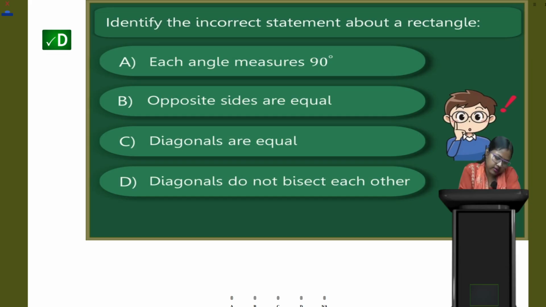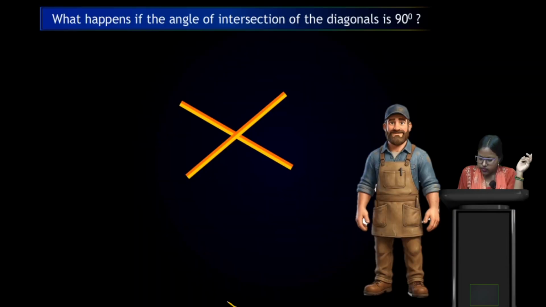The answer is option D. Diagonals do not bisect each other. But what we know? For a rectangle, diagonals must bisect each other. That one we know. Okay. Now they are asking what happens if the angle of intersection of the diagonals is 90 degree. So what will happen if the intersection is 90 degree?